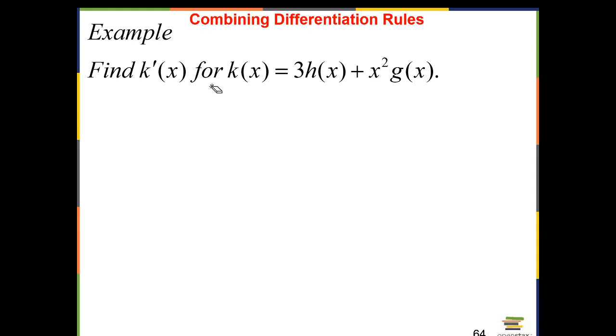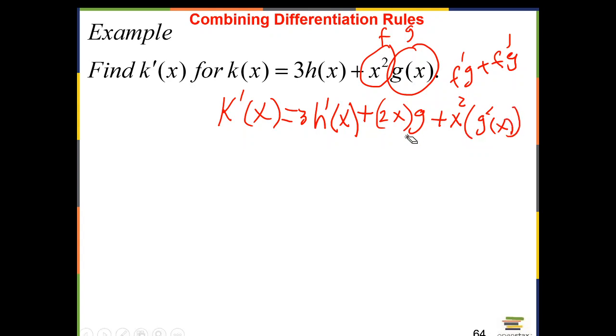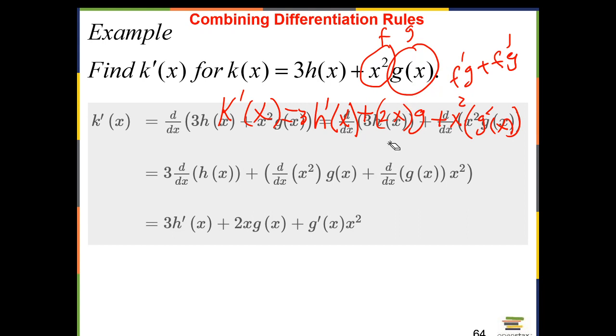So here's another one. What's k prime of x if k of x is that? Well, you have to follow the formula. So what's k prime? It would be, we keep the 3 and take the derivative of h, right? Plus, now that's a product. So we think of this as one function, and that as another function. Let's call them f and g. So the answer to this part would be f prime g plus f g prime, right? So f prime g would be the derivative of f, which is 2x, times g, plus f, which is x squared, times g prime, right? So that's the idea. And I have it over here so you can see it.